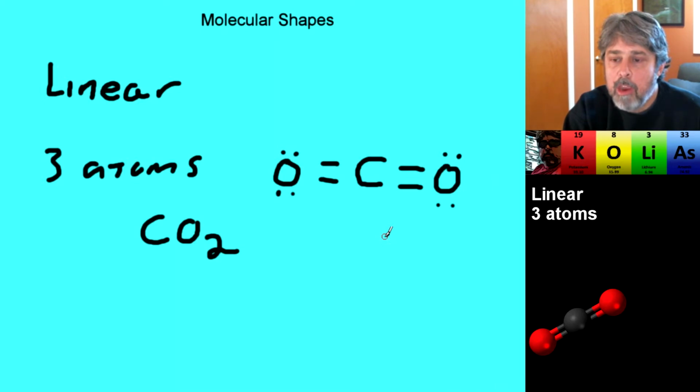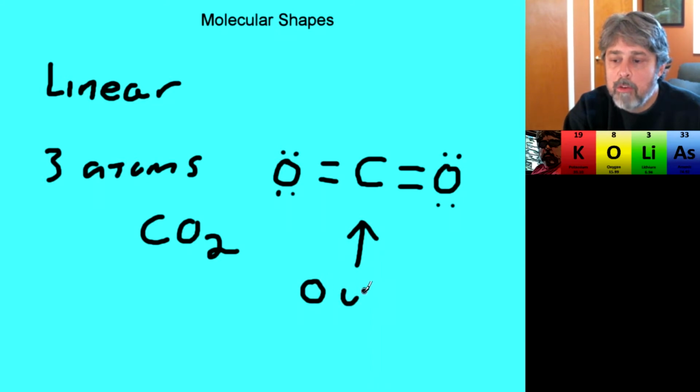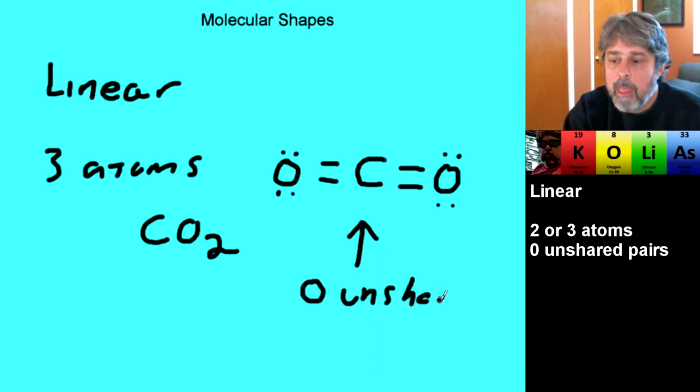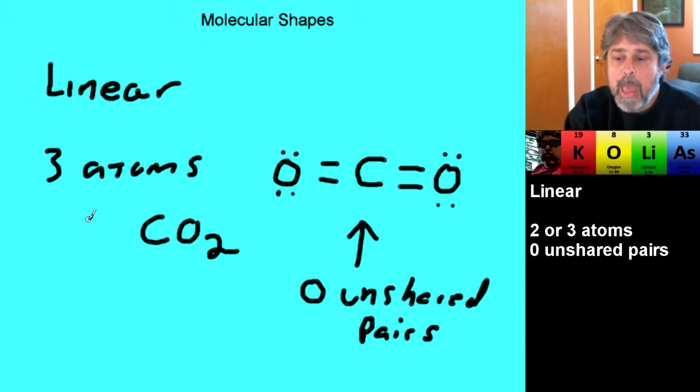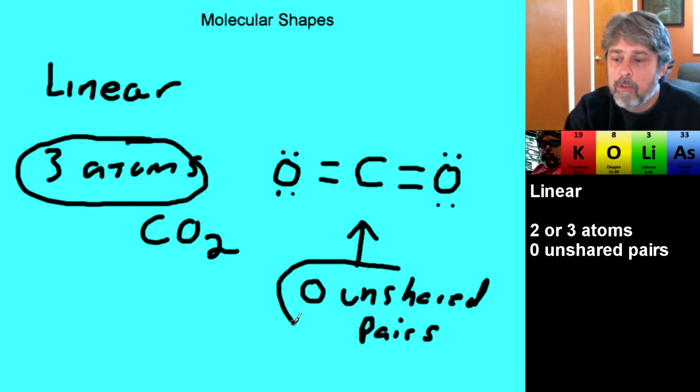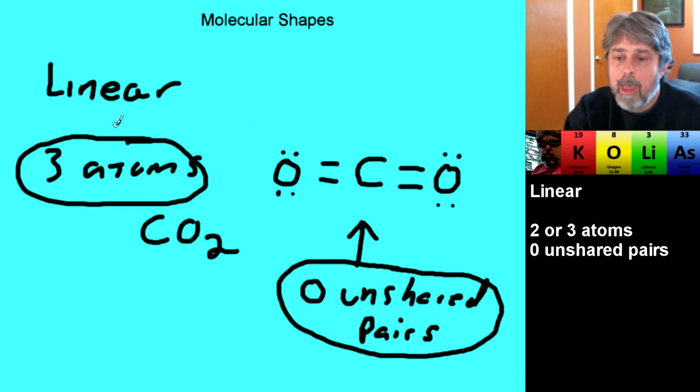One of the keys here, though, is to realize that the carbon has 0 unshared pairs. That's what makes this a linear molecule. So whenever you have 3 atoms with 0 unshared pairs, you're going to have a linear molecule.